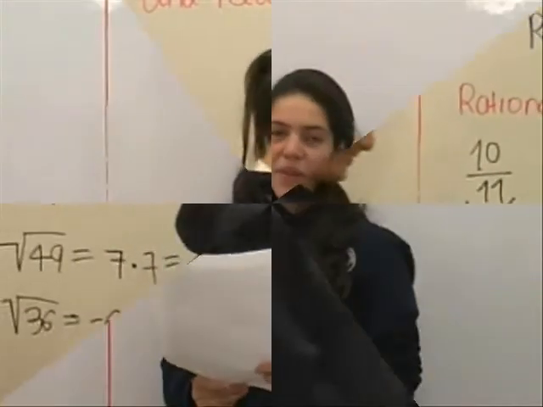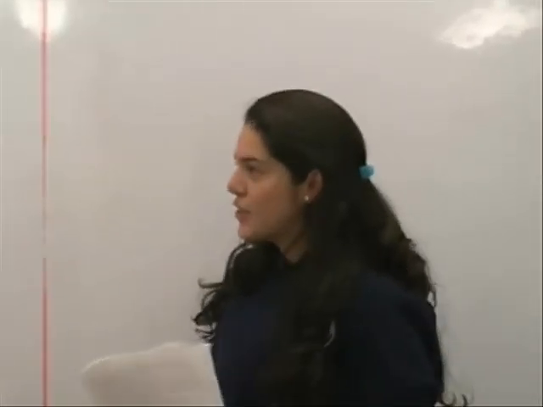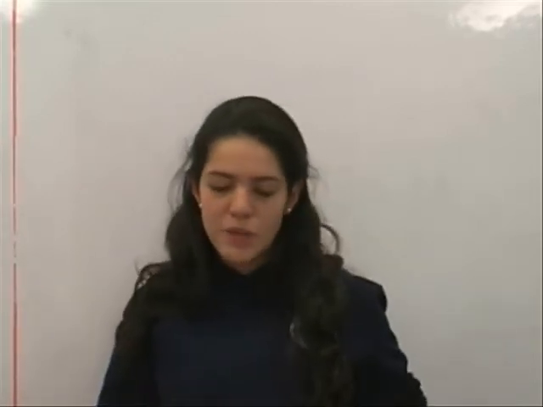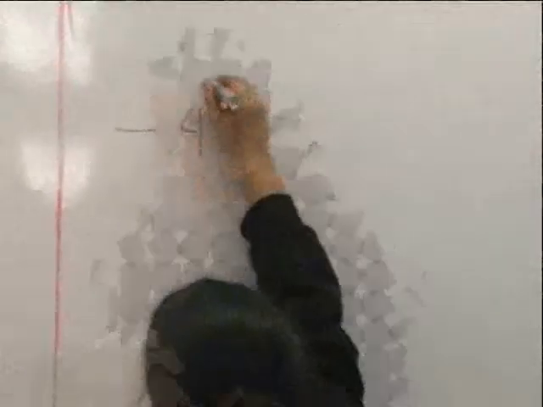Bye, thank you. I'm Daniela Luque, and today I'm going to talk about order of operations. So first of all, the definition of order of operations: a numerical or algebraic expression that contains more than one operation symbol. So the order of operations tells you which operation to perform first.